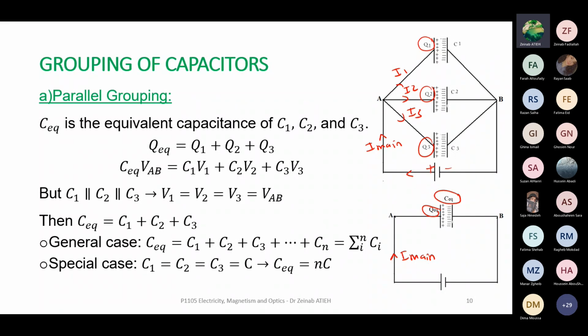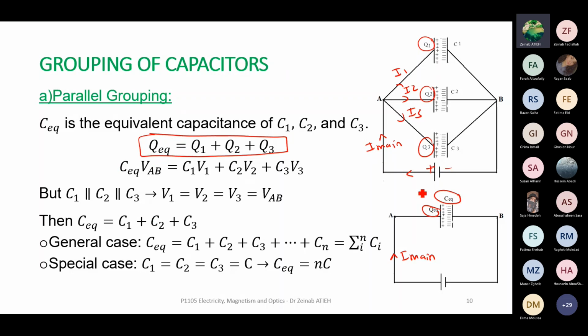So logically, Q equivalent, which is the charge accumulated on C equivalent, is equal to Q1 plus Q2 plus Q3. Remember, the definition of current is charge per second, it is dQ over dt. It's the variation of charge per unit time. So I is related to the charge flowing per unit time. If I main is equal to I1 plus I2 plus I3, then Q equivalent must be equal to Q1 plus Q2 plus Q3. So this is the first equation.